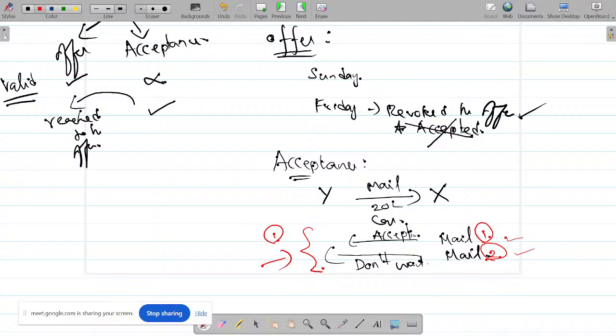In case I received the first mail, please note, I received myself. You send the mail to me. I received the first mail. I did not receive the second mail. I read the mail, which means it is communicated from your side and brought to my knowledge. The communication of acceptance is complete only when it is brought to the knowledge of the offerer. Who's the offerer? I am the offerer. You are the offeree. You are accepting, which means you are sending a mail. From your side, communication is over. But is that brought to my knowledge?